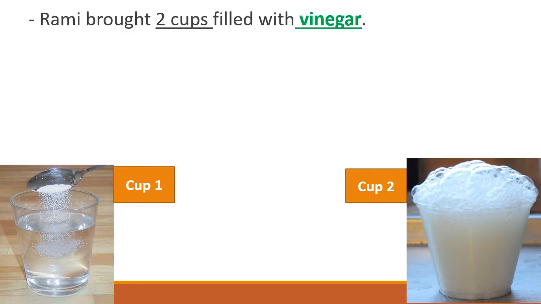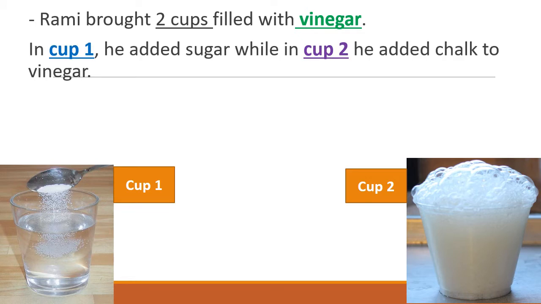Rami brought 2 cups filled with vinegar. In cup 1 he added sugar. When he added sugar to cup 1, can you see in the picture that a chemical reaction took place? Was there any change? No, there wasn't any change.